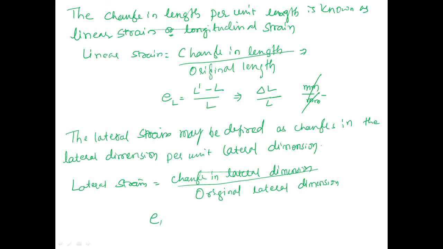Suppose we go for a lateral strain. The change in dimension here is B dash minus B divided by B, which is equal to dB by B, or D dash minus D divided by D, which is equal to dD by D. This is the change in depth, and this is the change in breadth. Either you can calculate the lateral strain using these relations, because the lateral dimensions are going to decrease or increase with a proportionate value.